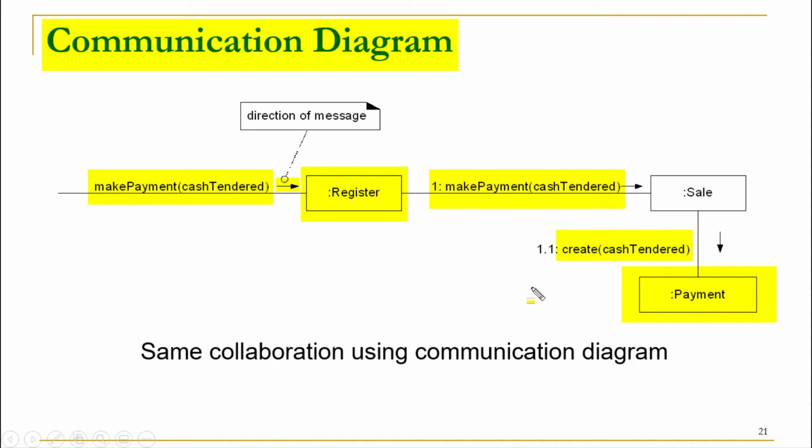And this cash tendered is then used to create the object of the payment class by simply passing the message create. One thing that you should notice here is that whenever we want to create a new instance within the sequence or communication diagram, we can write the word create. So it can be part of a notation that when you are writing the word create, that means you are going to create the new object of that particular class.